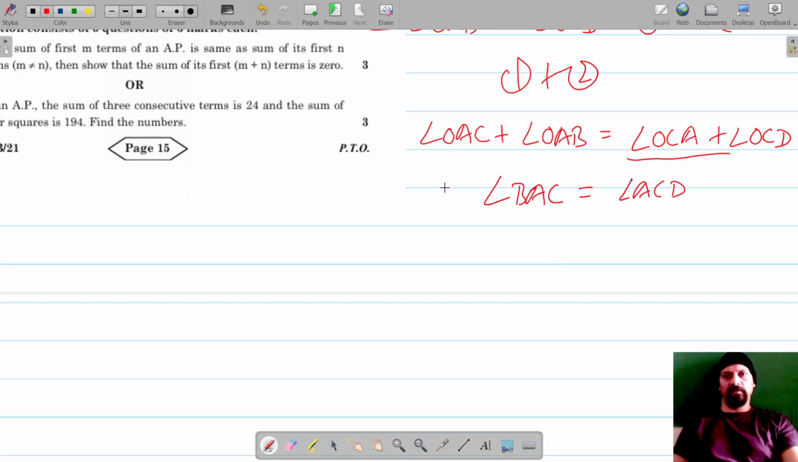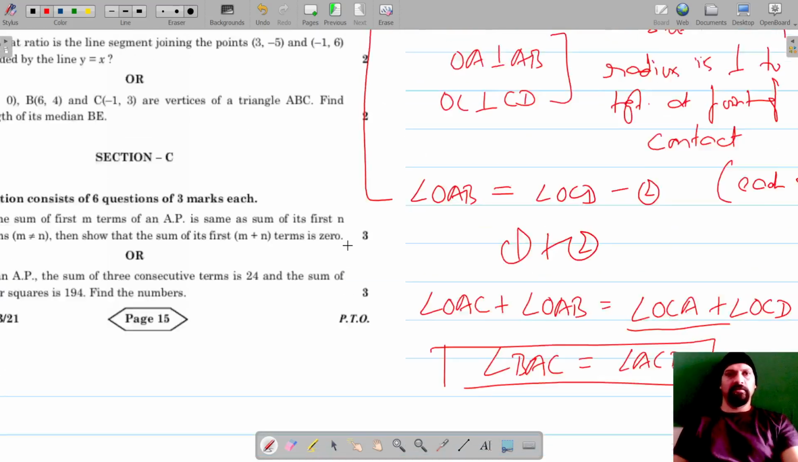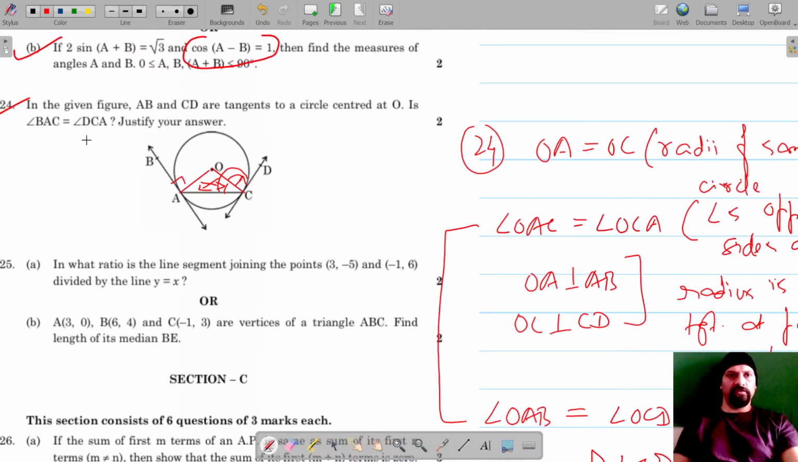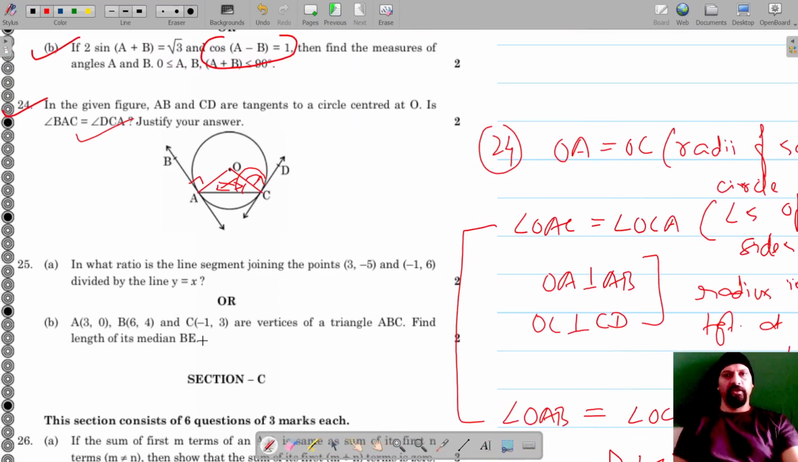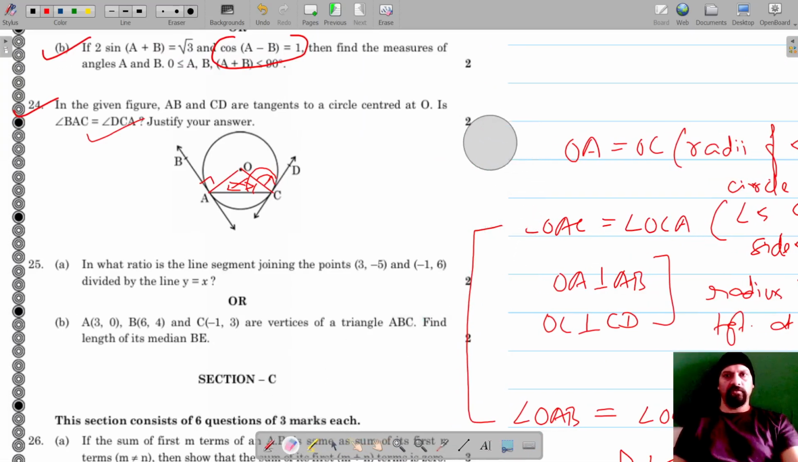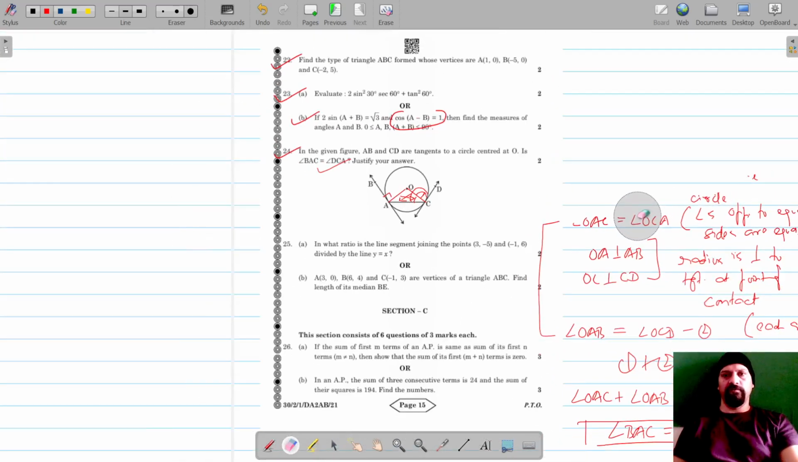So angle AC. This is what we were asked to prove in this question. So we have justified this. Okay, moving on to the next question, that is question number 25.